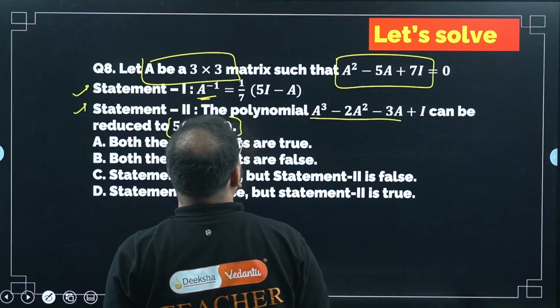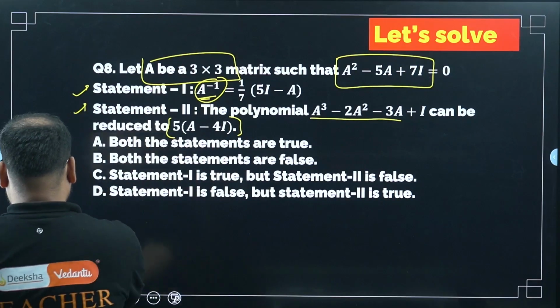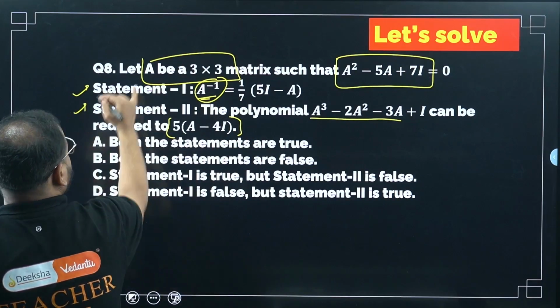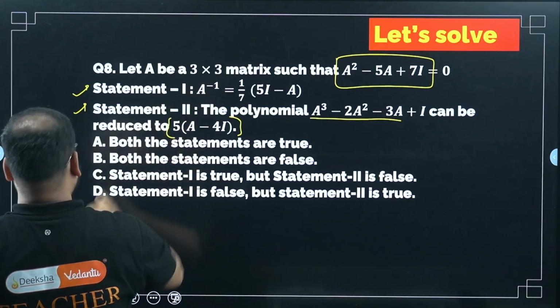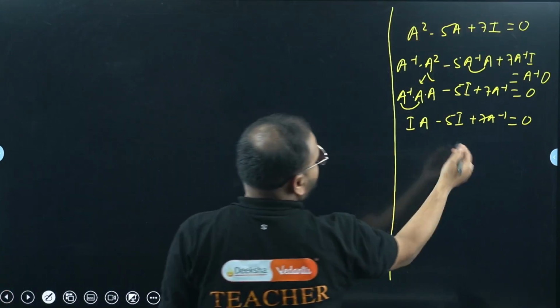Look at my statement 1. I want to find the value of A inverse. Right? Not visible. Check here. What are they asking us to find? Only the value of A inverse. So we'll keep this here.